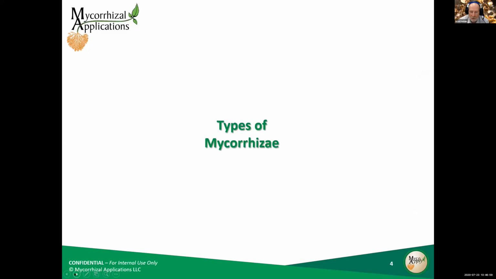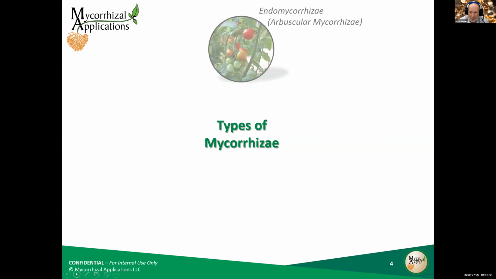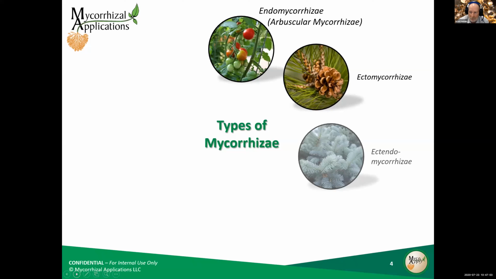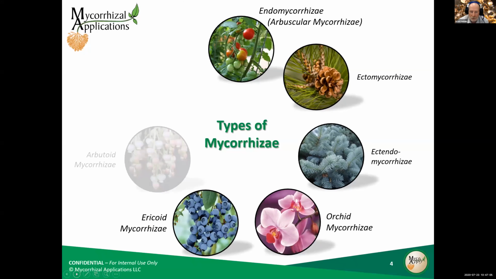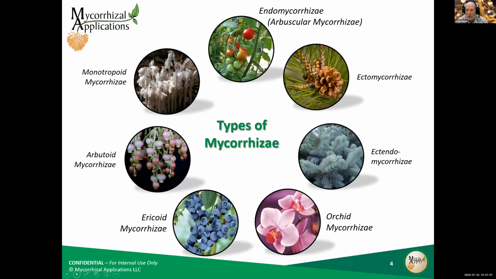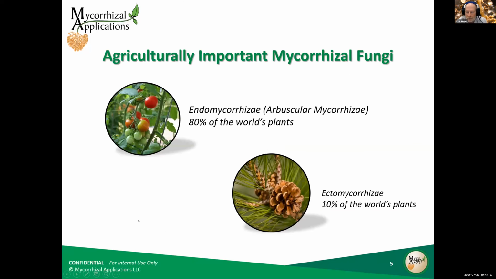So there are 7 types of mycorrhizae that are important. These are associated with all the plants. Arbuscular mycorrhizae and ectomycorrhizae are the dominant ones, and for agriculture they're the most important, but we do have 5 others. You have orchid, you have ericoid for blueberries and ornamentals. But the dominant, like I said, is arbuscular mycorrhizae.